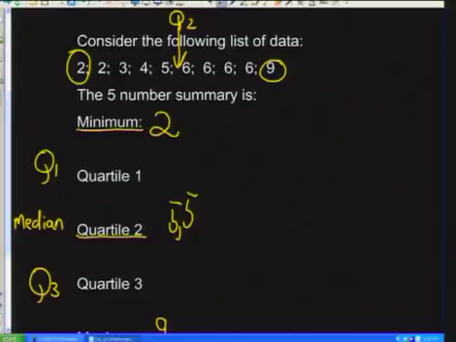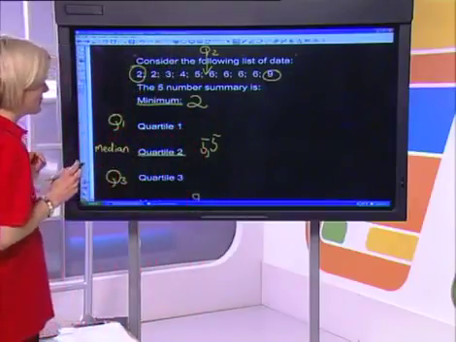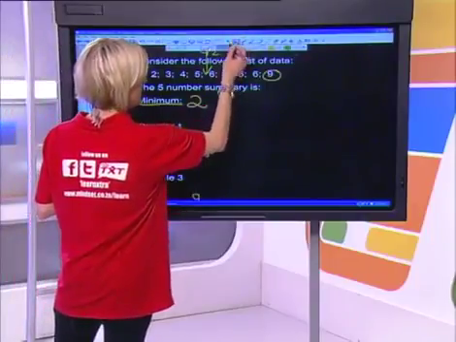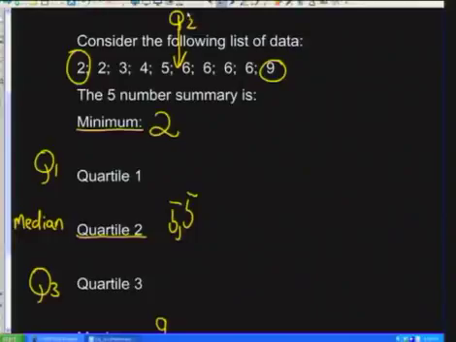Just bear in mind, boys and girls, if there were, let's say, 9 pieces of data, then your Q2 will fall onto the 5th data piece. So then it's not between 2 pieces of data, so just bear that in mind. Right, so what I've done now is I've divided my data into 2 halves. This is my lower 50%, and over here, I've got my upper 50%.